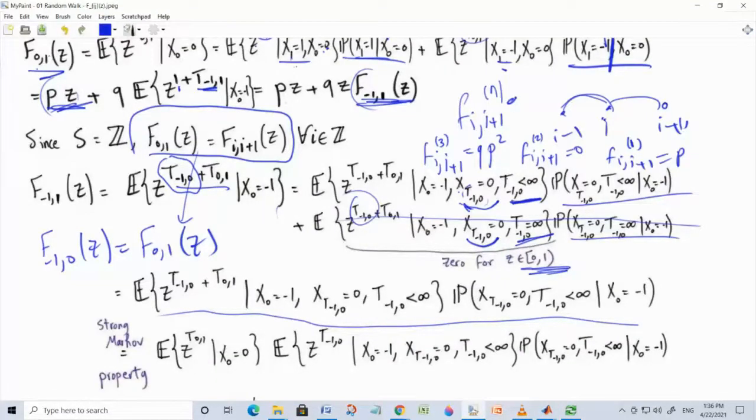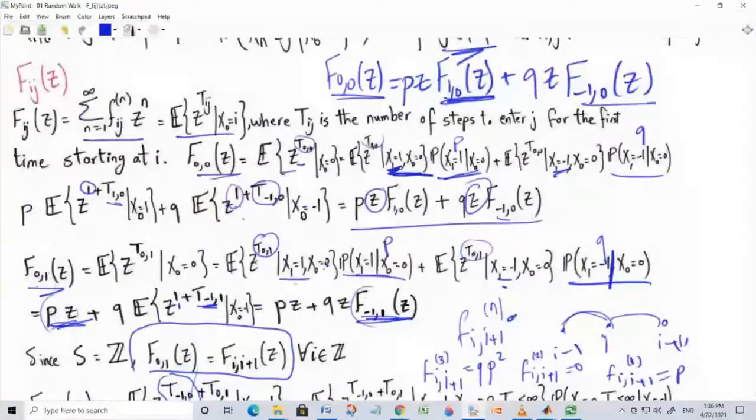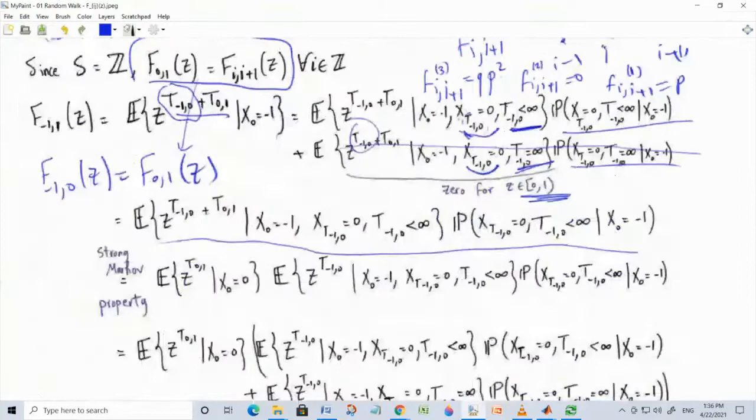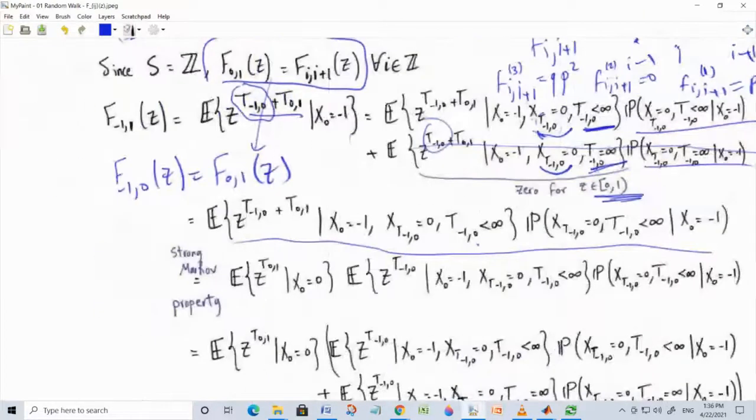And now, you may wonder, so in f00, conditioning on x1 equals 1 and x1 equals minus 1 sort of makes sense and is not that problematic. But what is the business here? The issue here is that I want to make use of the strong Markov property. Okay, the strong Markov property. So, what is the strong Markov property?